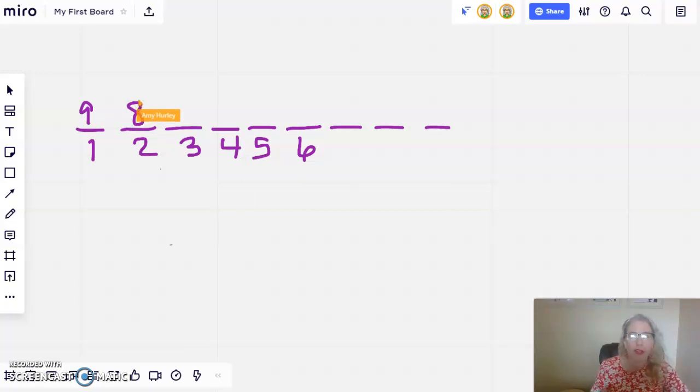The third person in the batting order, we have 7 people to choose from. And you begin to very quickly see where this is going. This is going to be 9 times 8 times 7 times 6 times 5 times 4 times 3 times 2 times 1. Also known as 9 factorial.